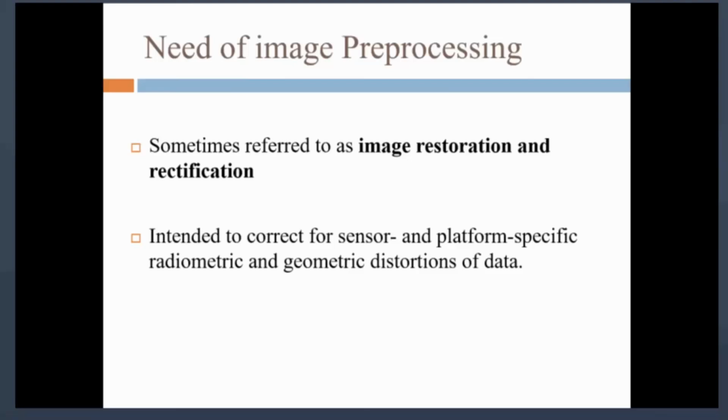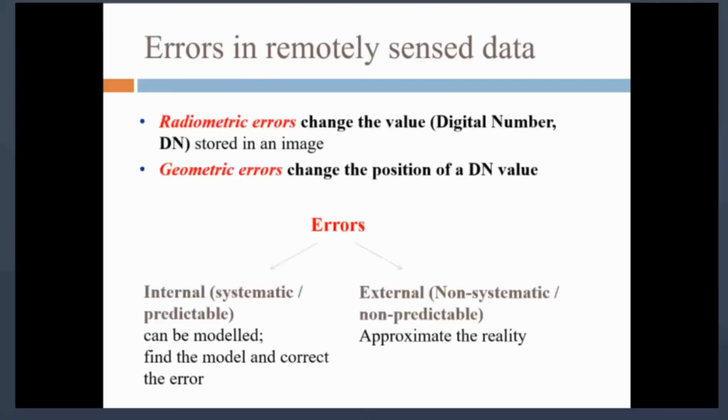So for example, at a certain pixel, if there had to be 10 units recorded at the sensor, instead of 10 you record 11 or you record 8, that is a radiometric error in the data. So there we talk about the changes in the values.